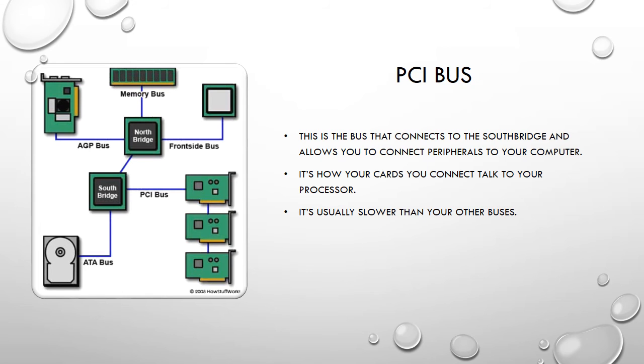The PCI bus is considered the input output bus, also known as the IO bus. The IO bus is responsible for talking to anything that is a peripheral that you add to your computer on the inside or the outside. So it's going to be for your expansion cards, and then it's also going to be anything you add to it, you connect to the outside.